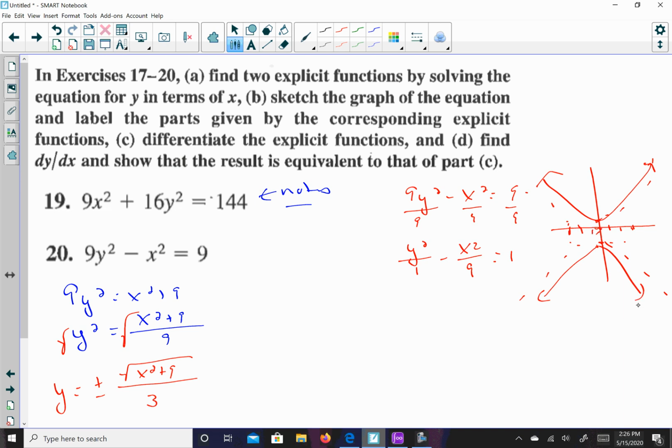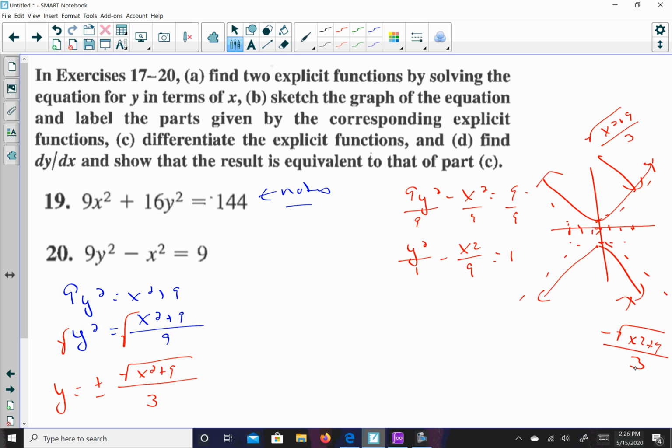So that's my graph. The part that's positive will be the positive square root of x squared plus 9 over 3. This part down here will be the opposite of the square root of x squared plus 9 over 3. So that's part B, sketching the corresponding. If you pulled out your calculator, know that I'm sad, but that still will get you the right answer.